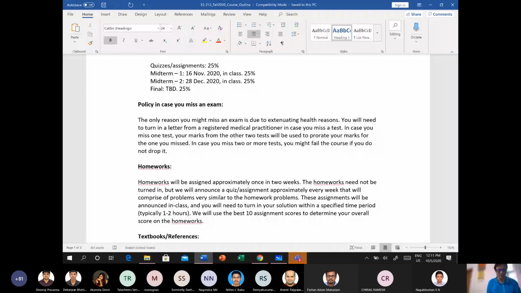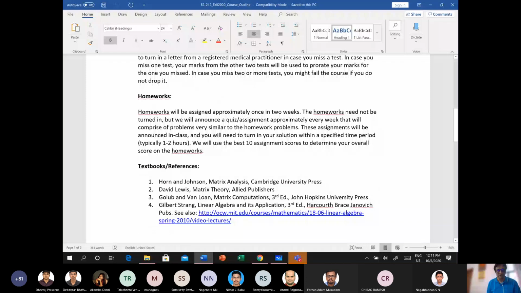Textbooks, I have listed 4 textbooks here. The first textbook is by Horn and Johnson. It's Matrix Analysis. This is the textbook I will be following fairly closely. And the other textbooks, depending on the part, for some part of the course, I will, for example, use Golub and Van Loan. Some computational aspects are covered better there. And Gilbert Strang is listed because it's a good undergraduate level textbook. So if you find Horn and Johnson a bit difficult, it's a good idea to go back and forth between Horn and Johnson and Gilbert Strang.